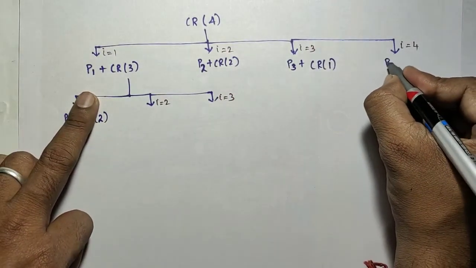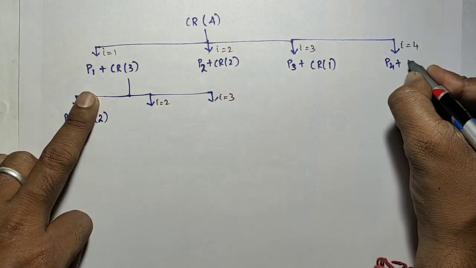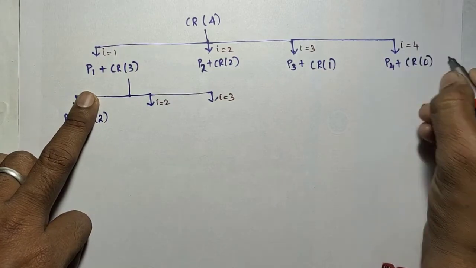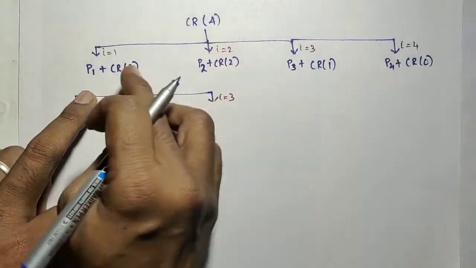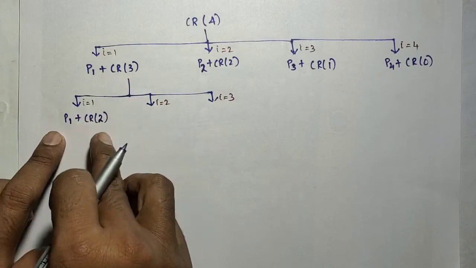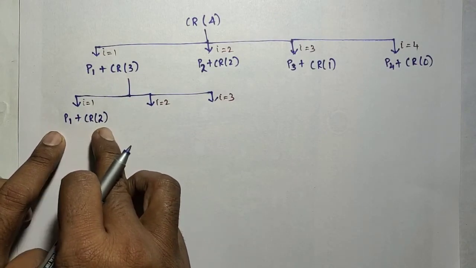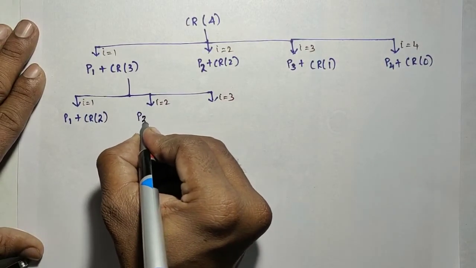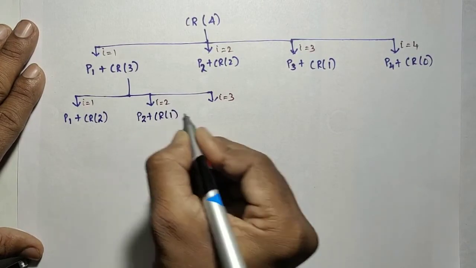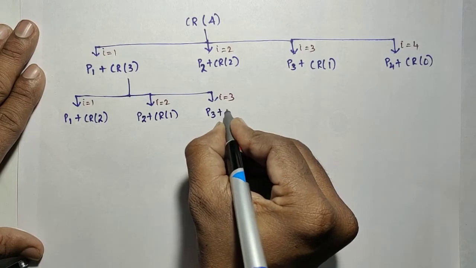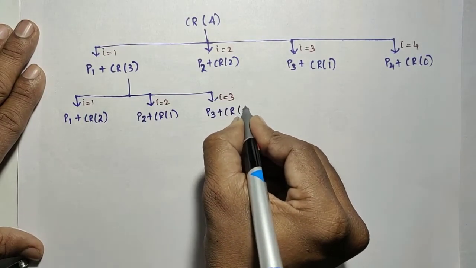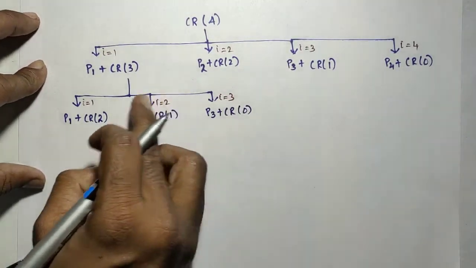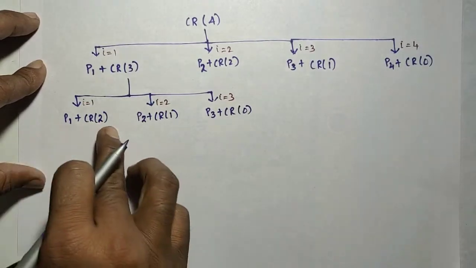Here p4 plus cut rod of 0, like that we have to call. So this will be called after completing this one. Here there is a recursive call, we are getting a CR of 2. So here we need to find p2 plus CR of 1, and p3 plus cut rod of 0, like that we have to find it. So this will be determined after completing this one.